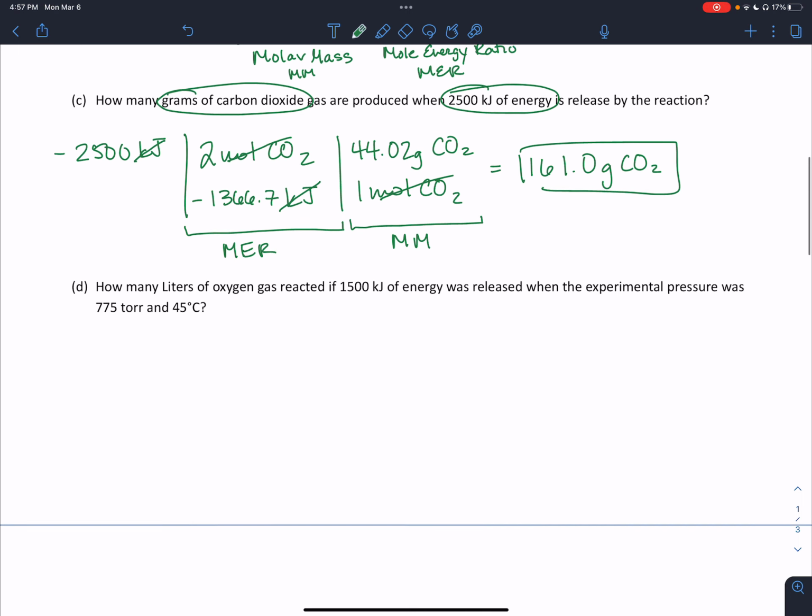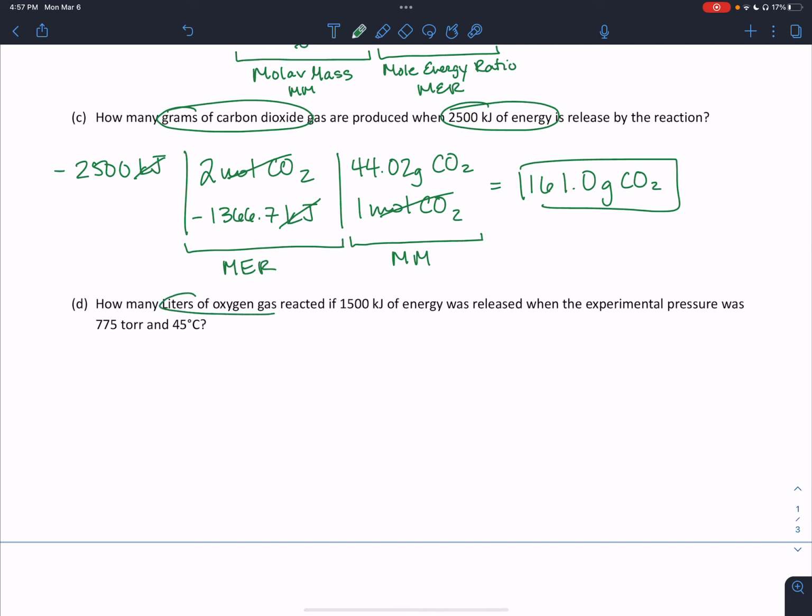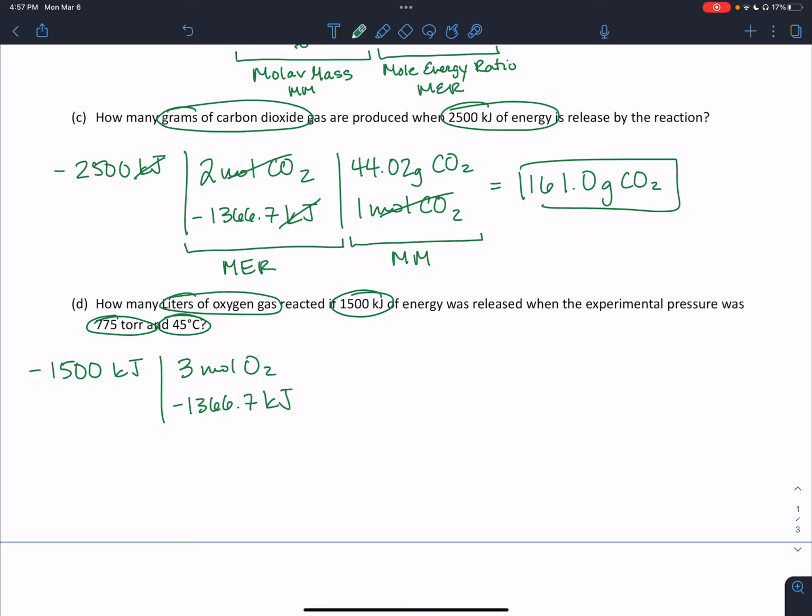All right, slide down. This one's going to be a little different. It says how many liters of oxygen gas reacted if 1,500 kilojoules of energy was released when the experimental pressure was 775 torr and 45 degrees Celsius. Our first step is to take that energy and convert it into moles. So 1,500 kilojoules of energy was released, and I know, according to my balanced reaction, that for every 3 moles of O2, I should release 1,366.7 kilojoules of energy. Now, I have to stop here in terms of conversion factors because I need to go from moles to liters, but because I'm not at STP, I have to use the ideal gas law.